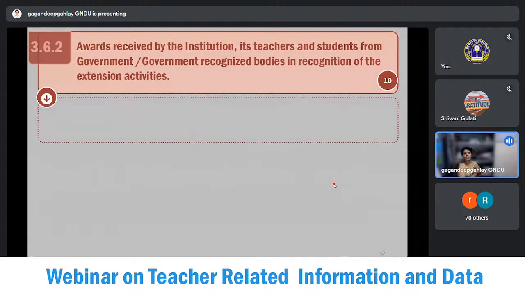The last question in this section, 3.6.2, is regarding the awards which have been received either by the institute or by the teachers or by the students for the various extension activities.